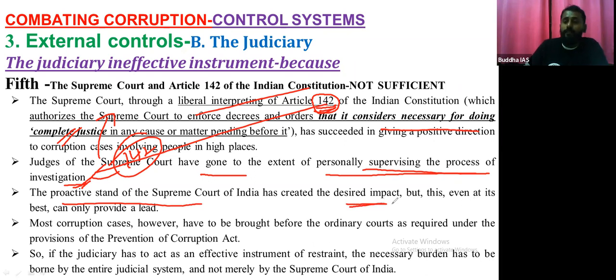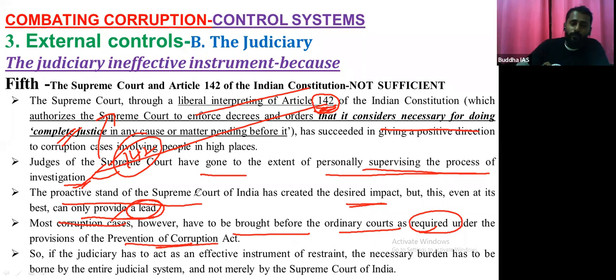But this can at best only provide a lead, because all the cases are not brought under the Supreme Court. In fact, under the Prevention of Corruption Act, the main act which deals with corruption, the cases have to be brought before the ordinary court, not the Supreme Court. Here, only the Supreme Court has that power. Most of the corruption cases are brought under the ordinary courts. Most corruption cases, however, have to be brought before the ordinary courts as required under the Prevention of Corruption Act.